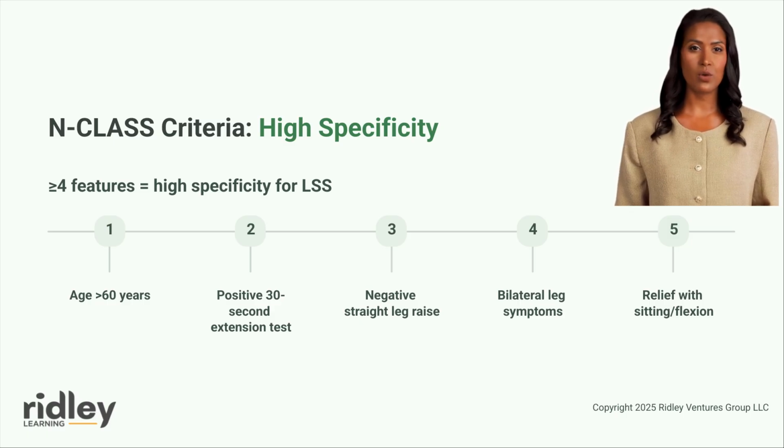The criteria incorporate 5 clinical features: age greater than 60 years, positive 30-second lumbar extension test, negative straight leg raise, bilateral leg symptoms, and symptom relief with sitting or lumbar flexion. The presence of 4 or more of these features demonstrates high specificity for the diagnosis of lumbar spinal stenosis. These criteria provide a standardized approach to clinical assessment that can be applied efficiently in routine practice and help guide decisions regarding the need for confirmatory imaging.